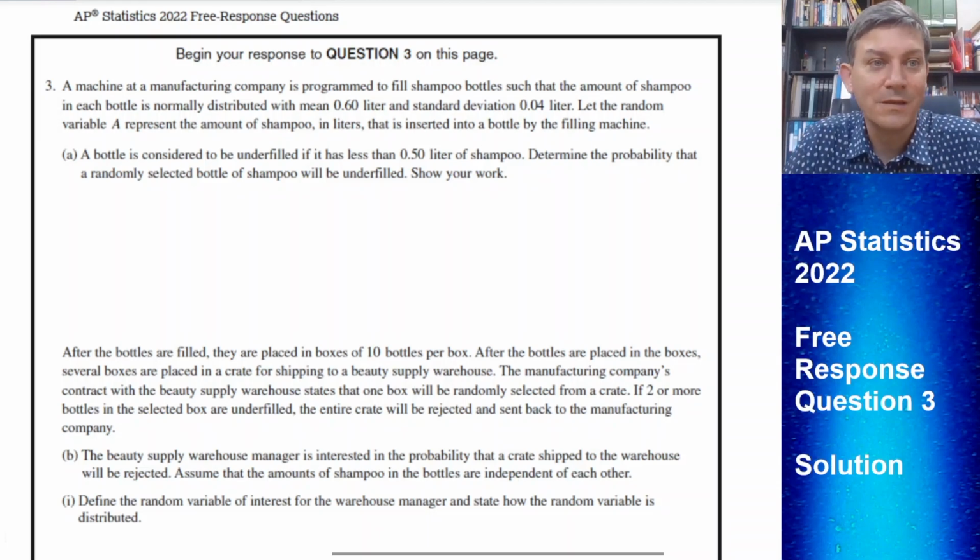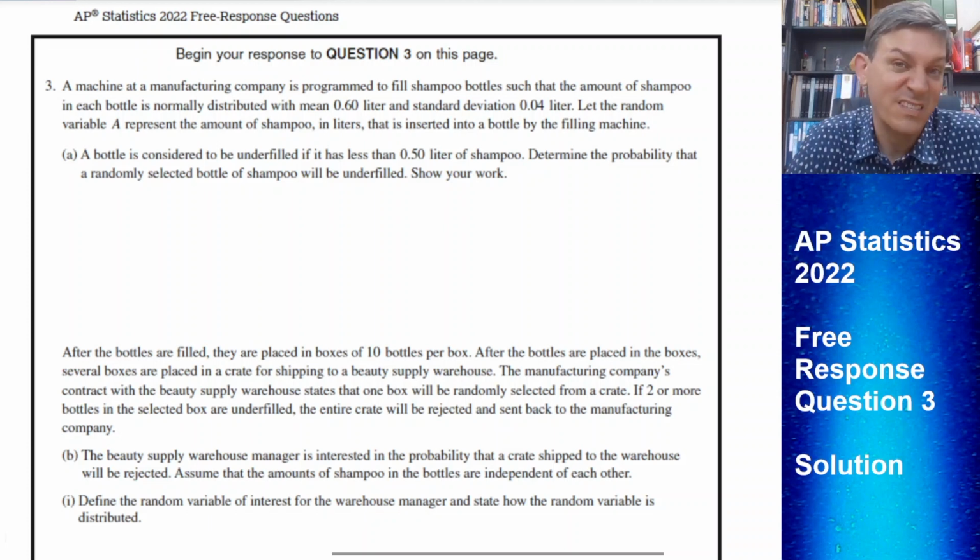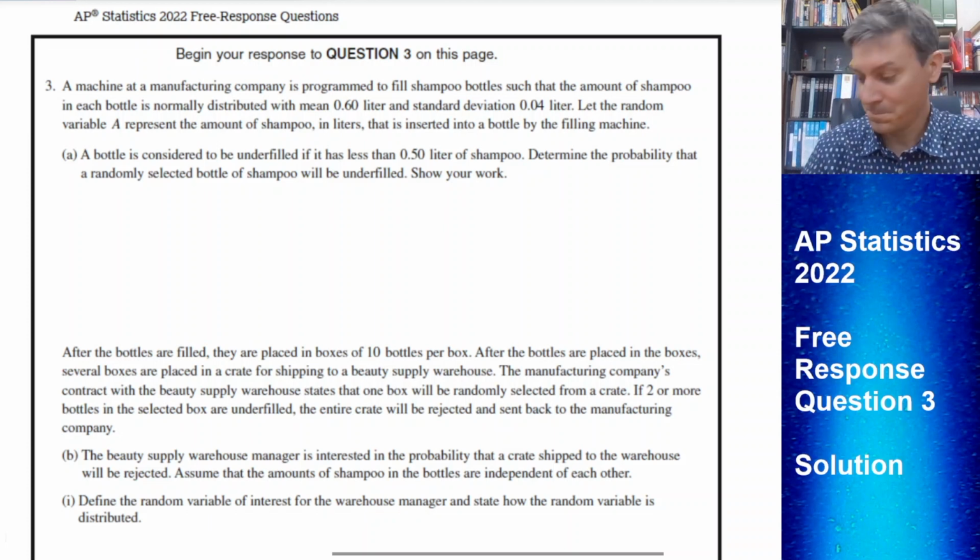Hi everyone. So here we're looking at the AP Statistics, and in particular we're going to solve a question from the 2022 free response exam. This is question 3. Okay. So I'll start by reading it out.